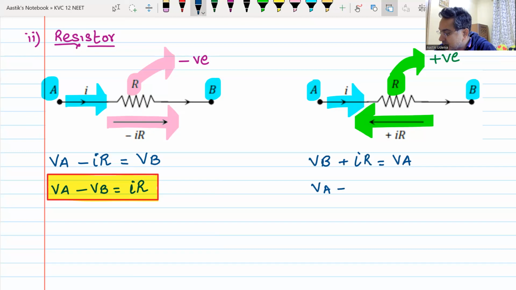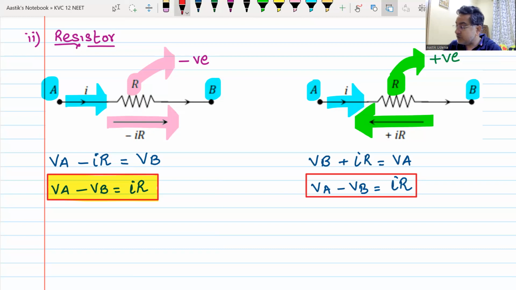Now if you rearrange this, you again get the same result. So again you must understand, it does not matter from where to where you are making the equation, you will always end up with the same equation. Do we understand this? Yes or no? Yes, sir.